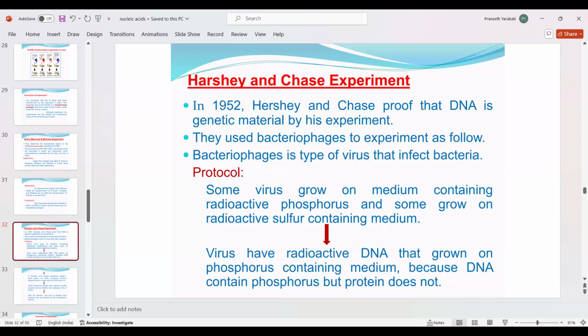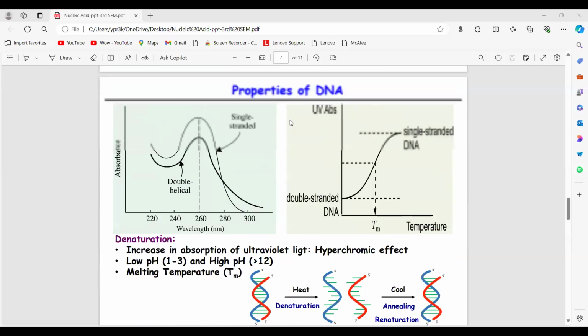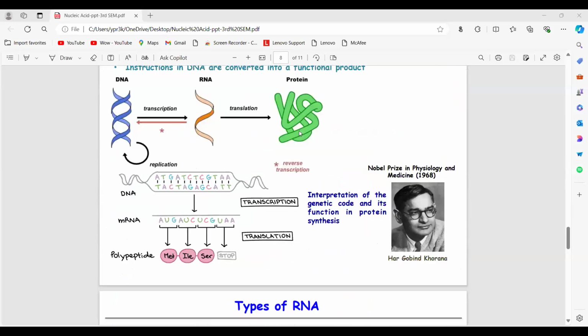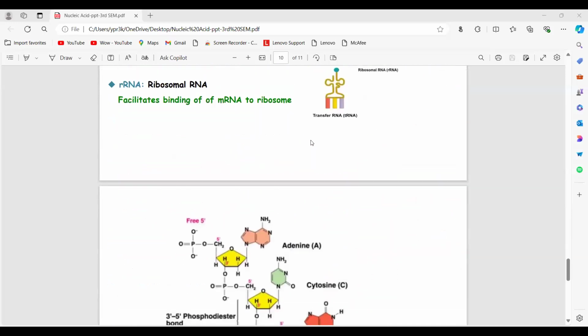Clearly explained about the structure of DNA and the discovery of DNA, and also why DNA acted as a genetic material, why RNA did not act as a genetic material. Okay. Now, Madam is going to explain another topic.